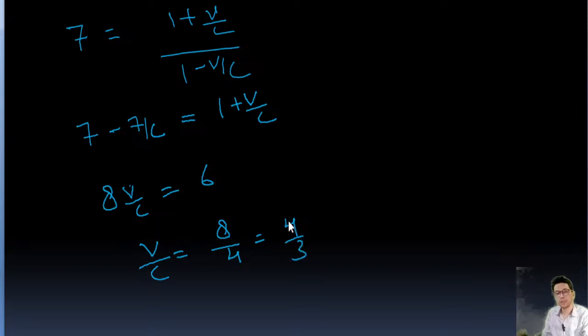Okay, we have made a mistake. This is 6 by 8, and this is going to be 3 by 4. Okay, so V upon C equal to 3 by 4.